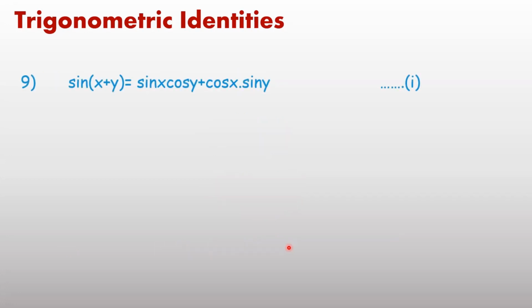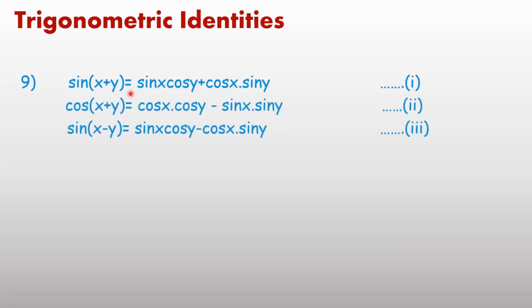And next, since sin(x+y), cos(x+y), sin(x-y), cos(x-y), these 4 identities you have covered, with the help of these 4 identities, now we are going to find the next set of 4 identities.